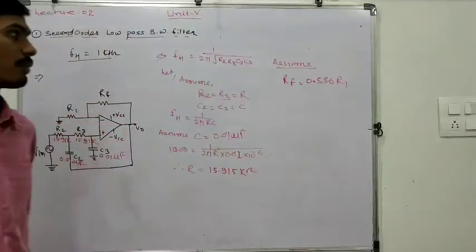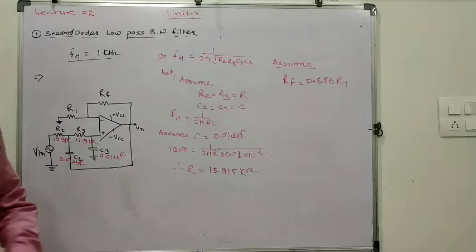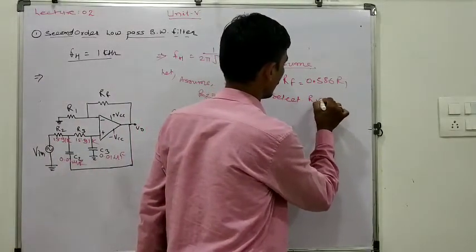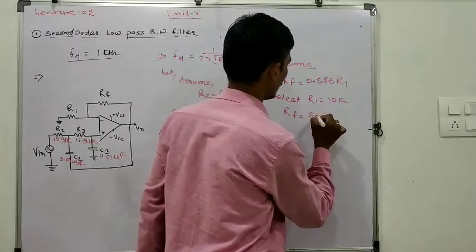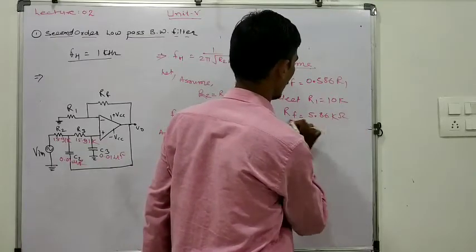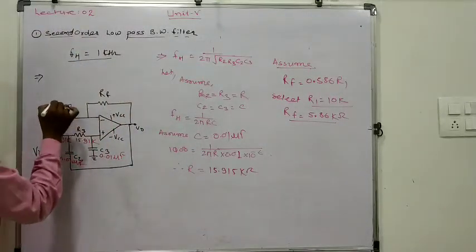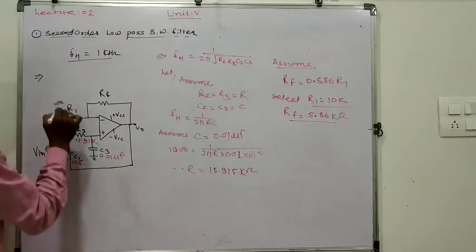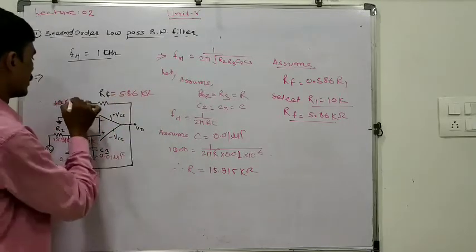So by considering this formula, RF is equal to 0.586 R1, we can easily find out the value of R1 and RF. For that we are selecting R1. Now assume or select R1 is equal to 10K. Now if we take R1 equal to 10K, RF is equal to 5.86 kilo ohm. So we are getting the value of R1 equal to 10K and RF equal to 5.86 kilo ohm.